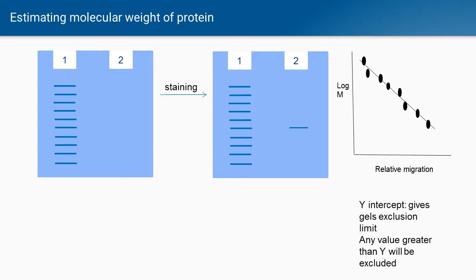The equation y equals mx plus c also gives you the y-intercept, where c denotes the y-intercept. The y-intercept gives the gel's exclusion limit. It means any value which is greater than that will be excluded. So whatever standards you are preparing, your protein molecular weight should lie within that range only. This is one of the things that I want my students to know.